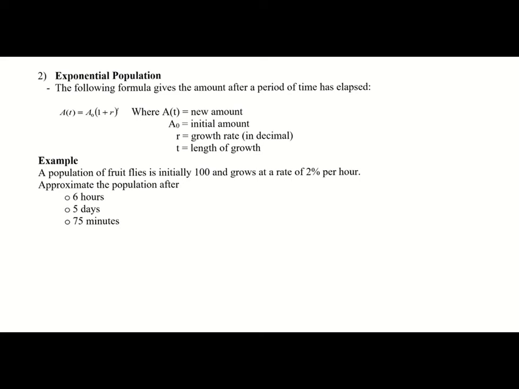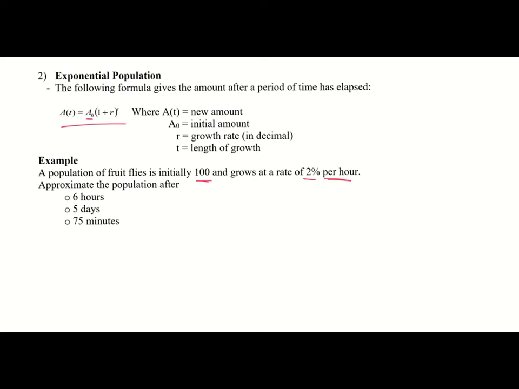All right, now we're going to look at exponential growth. So we have a population of fruit flies that is initially 100, so there's 100 fruit flies, and it grows at a rate of 2% per hour. They want us to approximate the population after 6 hours, 5 days, and 75 minutes. The formula we are going to use is we're going to take our initial amount. It's called A of 0, but that's the initial amount.